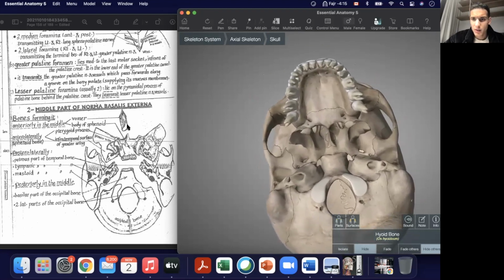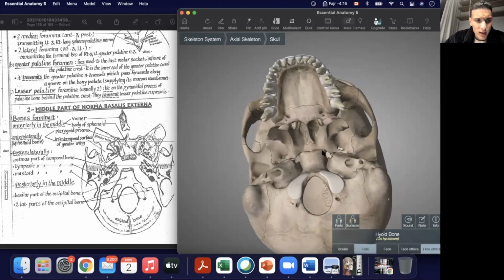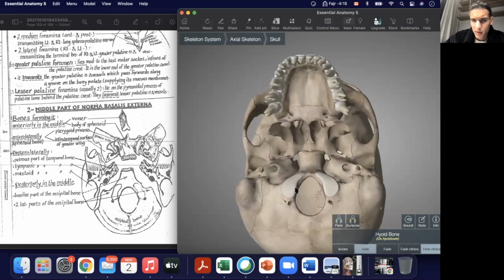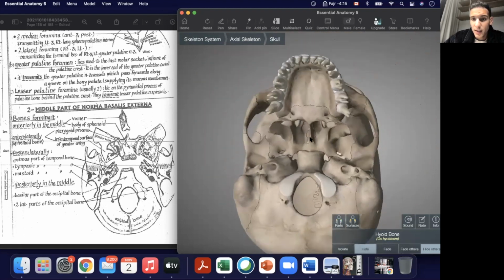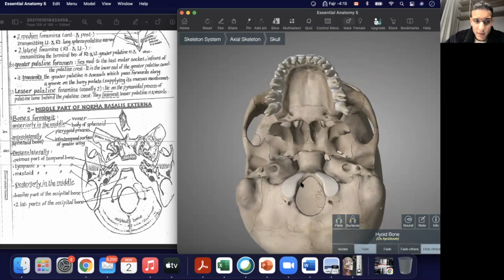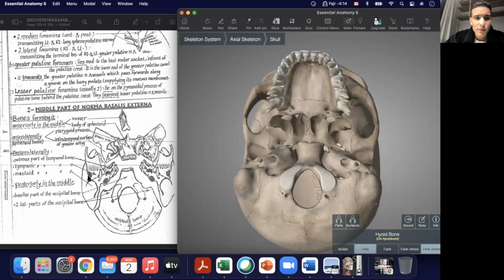Let's go in here. Then you have posteriorly in the middle the basilar part of the occipital bone, and then laterally, so petrous, basilar part of the occipital bone. It's the base of the occipital bone, basically. Just giving you more aspects to look at. That's the basilar part of the occipital bone, and then you have two lateral parts of the occipital bone. And these parts right here are the condylar processes of the occipital bone. Okay, so we have mentioned so many bones right here.